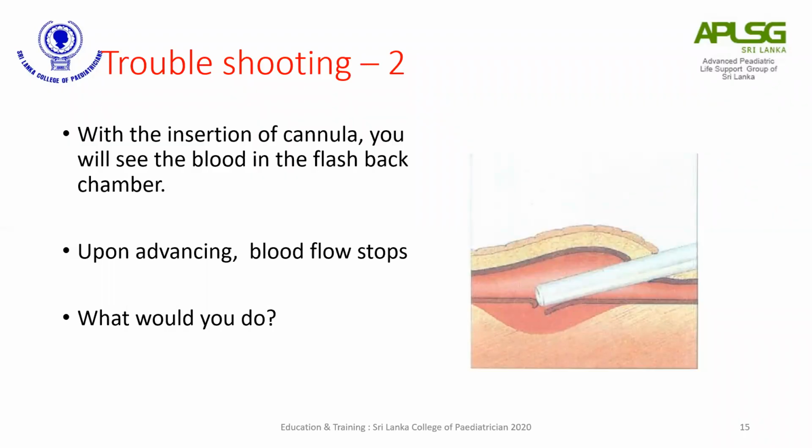So one thing that you can do is attach a syringe with saline, and while you are giving a flush, advance the catheter. Because with the flush, the distal vein gets distended so that it will be easy for you to advance the catheter.